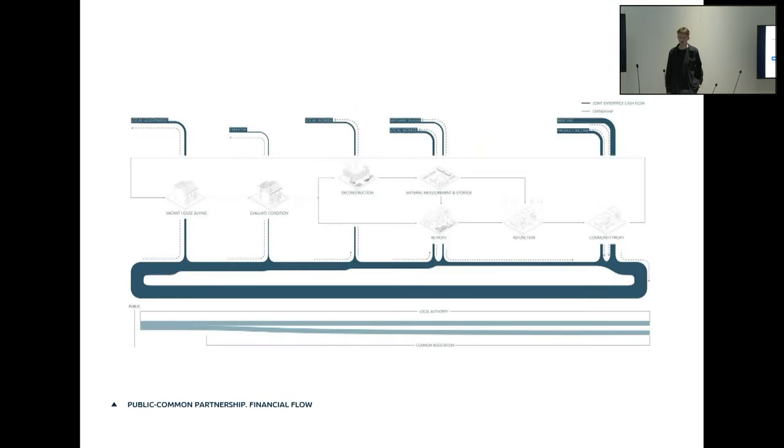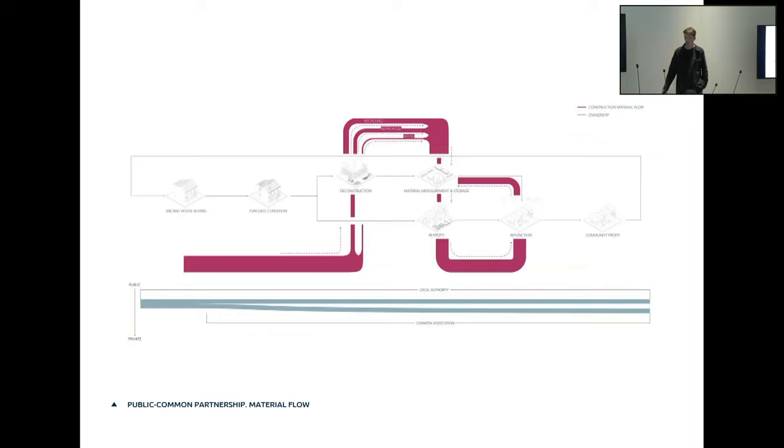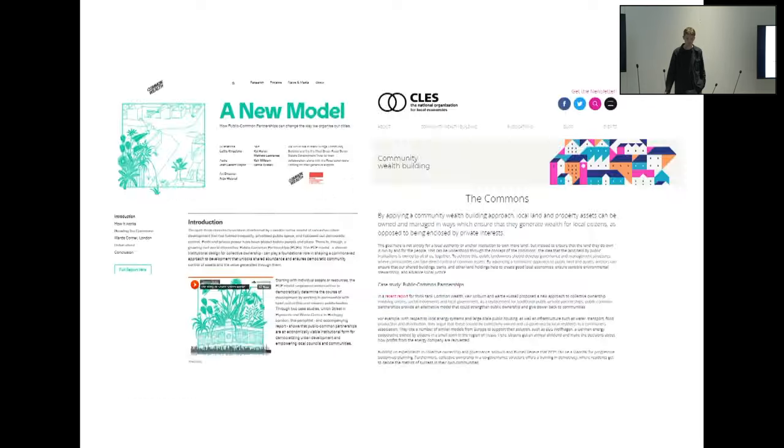Community land trusts like Granby Four Street keep more wealth within the community when compared to the privatization model. And they have the potential to dramatically reduce material consumption by instigating renovations instead of demolitions and by sourcing local and reclaimed materials. The Granby model is a form of public common partnership as described by Commonwealth and the Center for Local Economic Strategies.